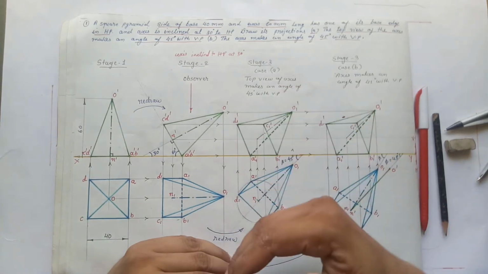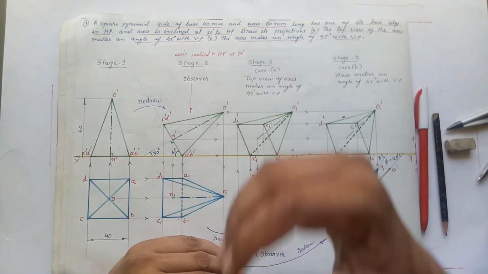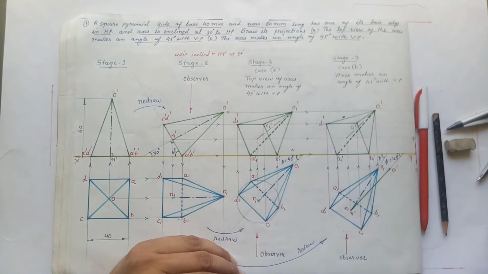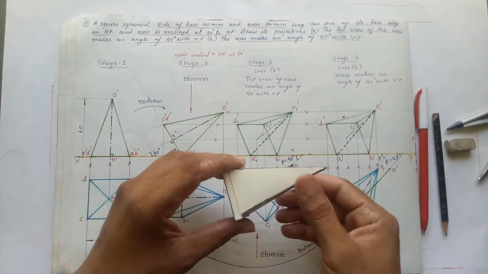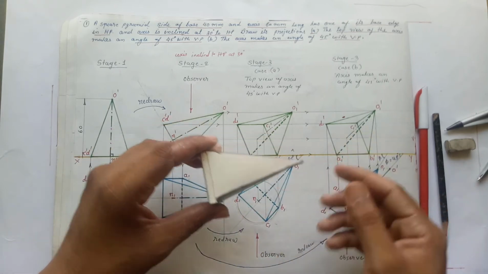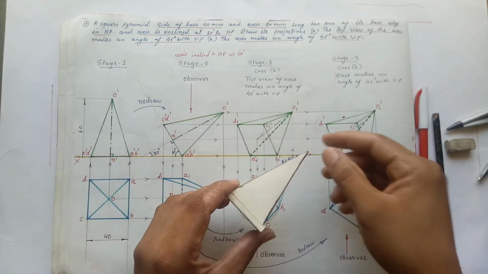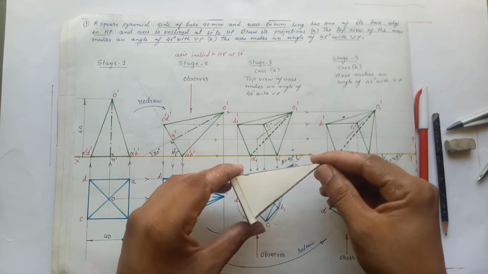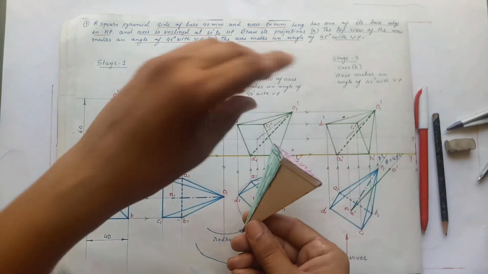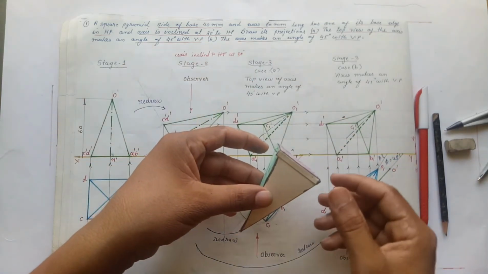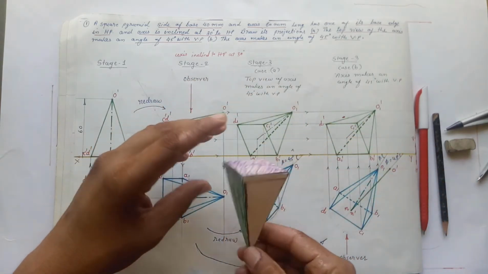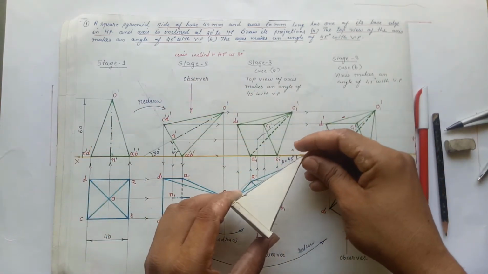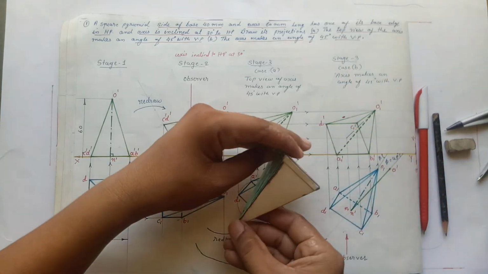Now comes the elevation in the third stage. How can we derive the elevation? Now we can say that we can incline the axis like this also and like this also. So we can place the figure like this also and like this also.